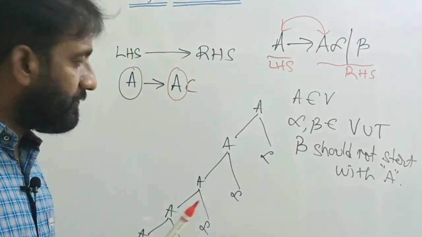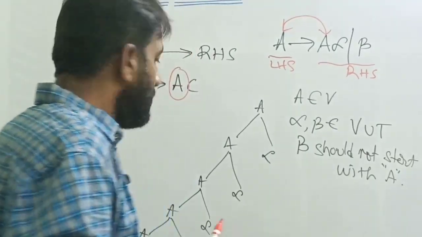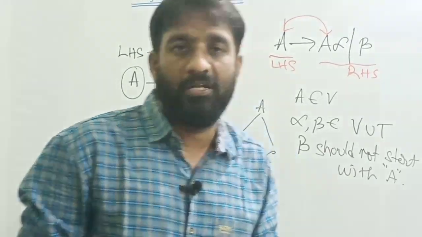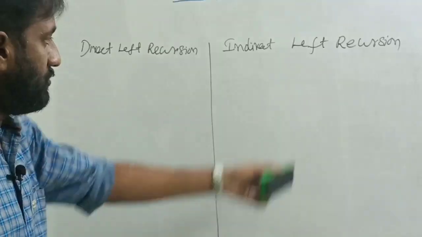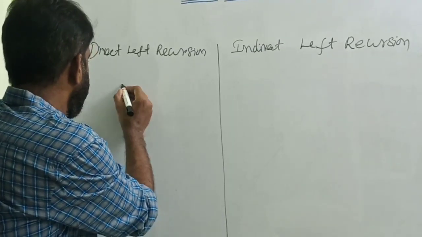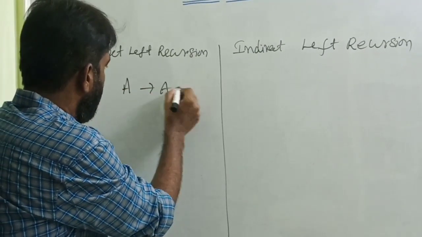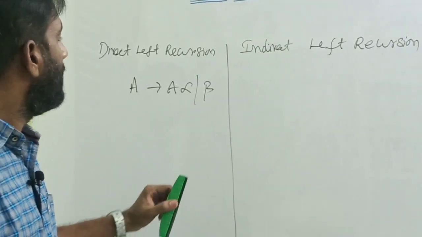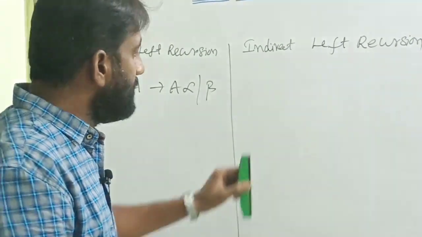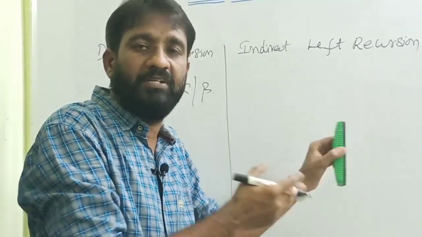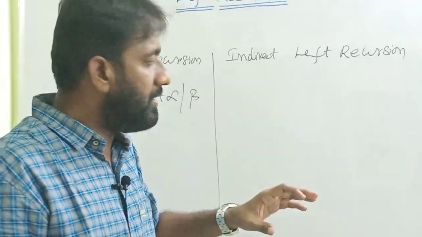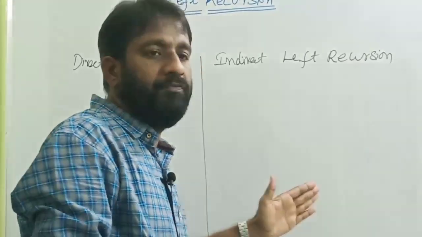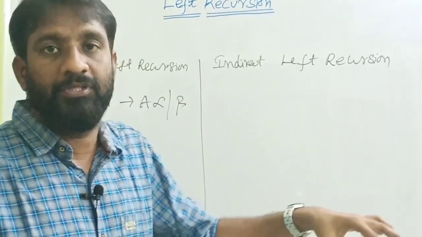Okay, then left recursion is of two types. One is the direct left recursion and another one is the indirect left recursion. As you know, we have seen the direct left recursion: A tends to A alpha slash beta. Then what is the indirect left recursion? Indirect left recursion is present in a hidden form in the productions. By replacing one variable with the body of its production, you can find the indirect left recursion.